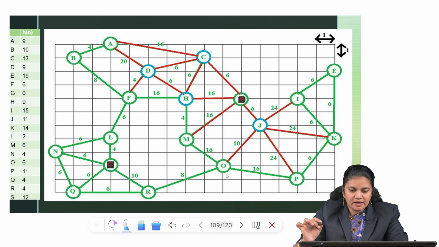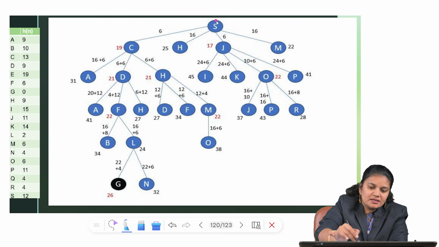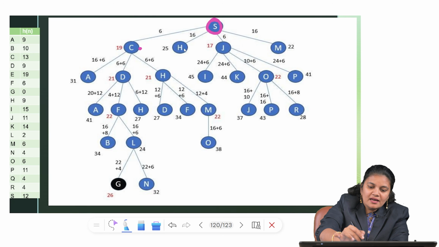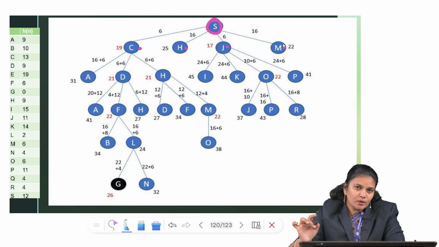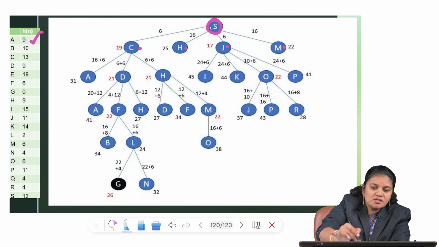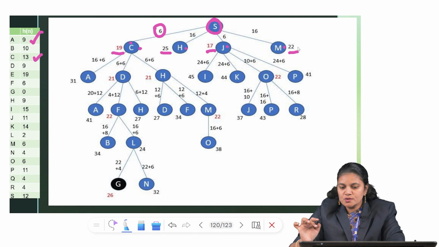Okay, let me show you the graph for this. Let us start with this tree structure. We are starting from the node S. So S has 4 children, C, H, J and M. So we are calculating the F values for these 4 nodes. How will we calculate the F value? It is the combination of G value and H value. The H values we are getting from the table, and the G values, it is the cost from the source towards that node. So now for C it will be 6 plus the C value, it is 13. We are getting 19. So in this way, we are calculating the F values for all the 4 nodes.